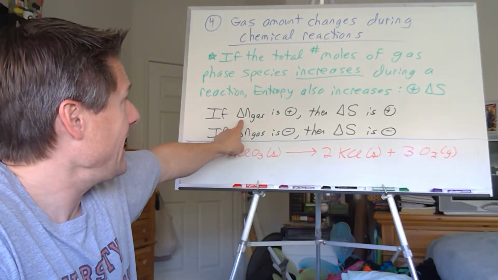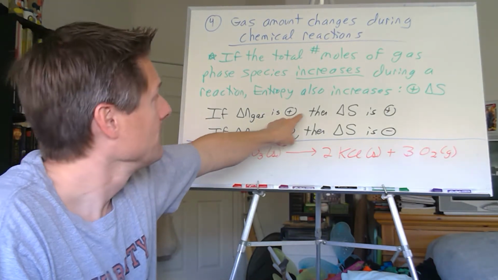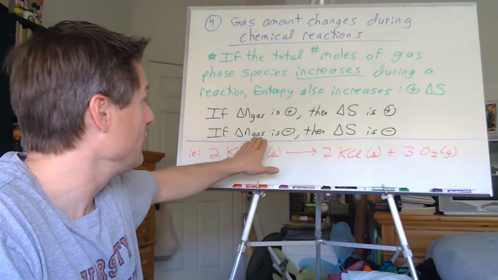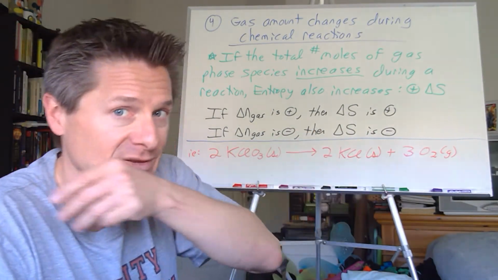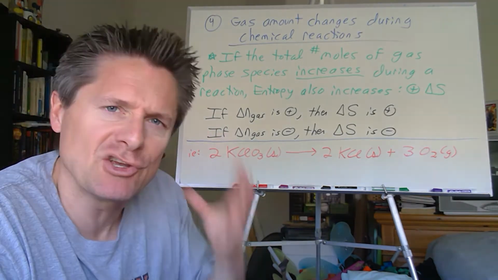So if delta N gas, if the change in the number of moles of gas is positive, then delta S would be positive, right? Increase the number of moles of gas, you increase the entropy. If you decrease the number of moles of gas, you decrease the entropy. So let's show you real quick how to kind of eyeball it. You don't have to show calculations, you can just do it in your head.